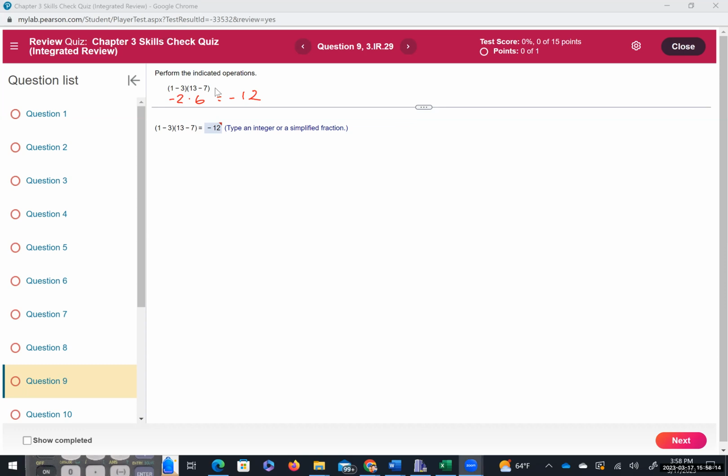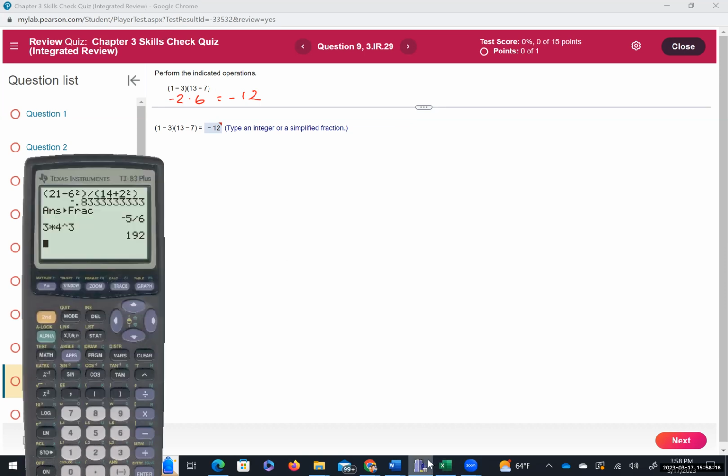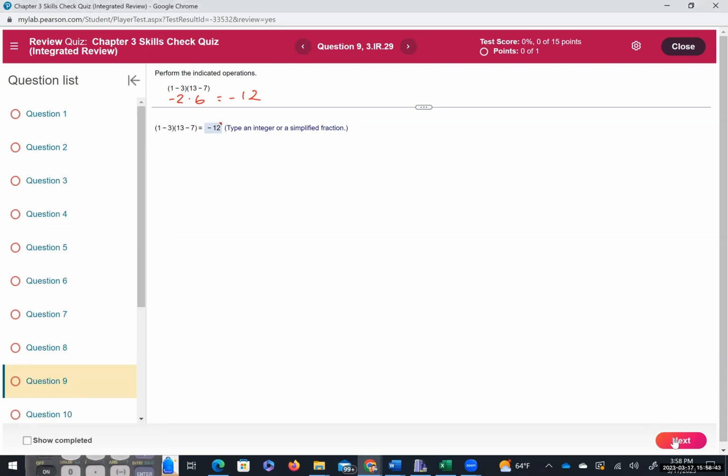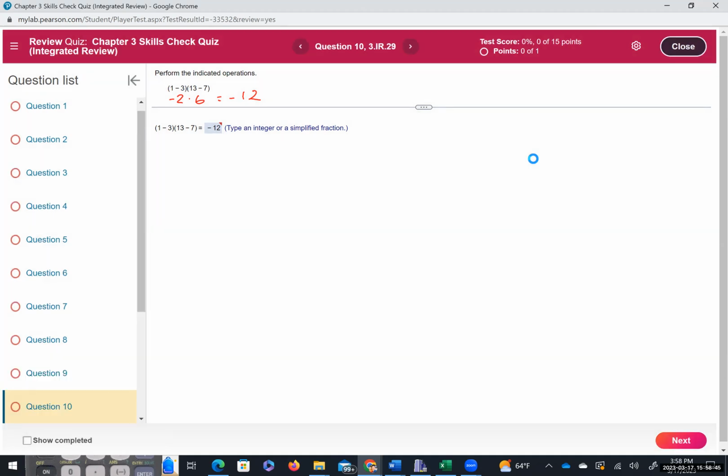You can also use a calculator to handle this. So let's say parentheses 1 minus 3. Close that. And then times parentheses 13 minus 7. Close that. And you got negative 12. Okay, so move to the next.